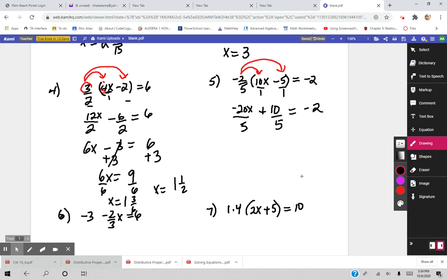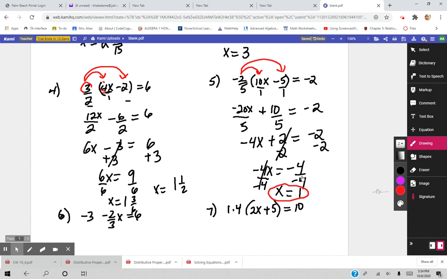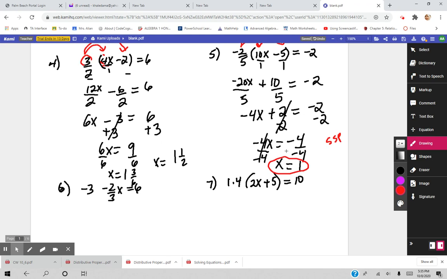All right, -20 divided by 5 is -4x. 10 divided by 5 is 2 equals -2. Okay, subtract 2 from both sides. -4x equals -4. Divide both sides by -4. And x equals 1. Okay, because a negative divided by negative is positive. Same sign, positive. All right, let's keep going.